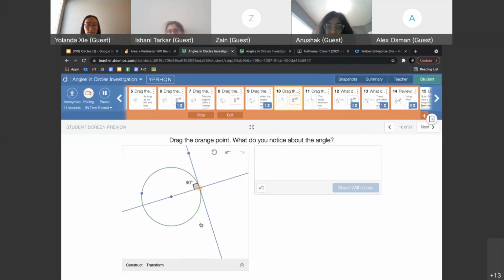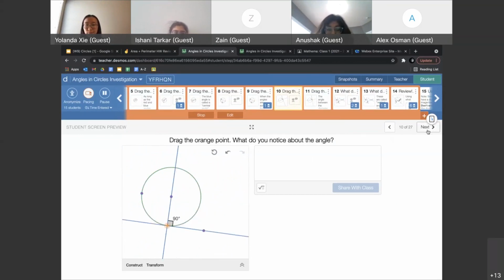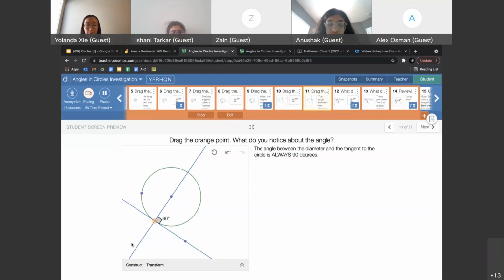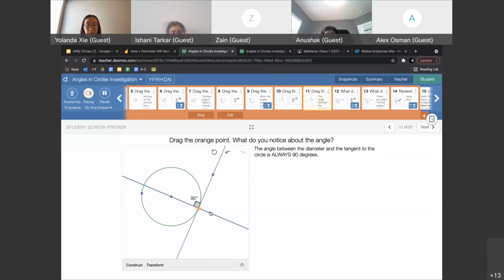Okay, so on slide 10 right here, you guys probably can see that it's always going to be 90 degrees. So this line right here, as we learned last lesson, is called the tangent. So it just runs along the side and just briefly touches the circle. And then this is like the diameter, or at least part of it is the diameter. So this angle will always be 90 degrees, no matter where the tangent line is.